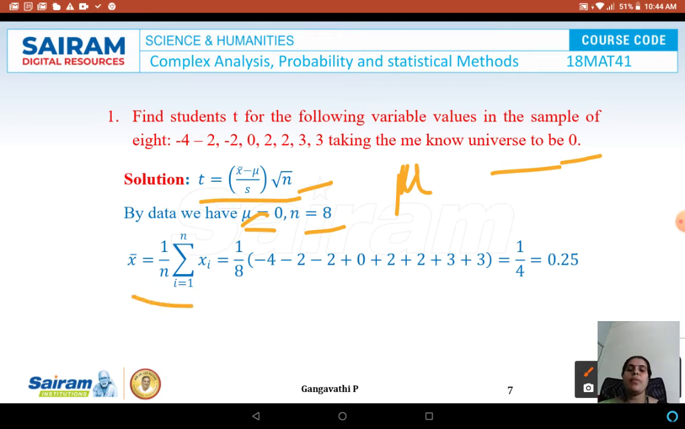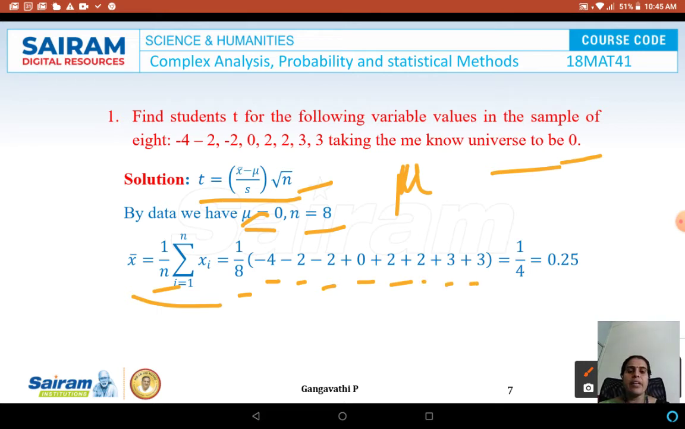So what is the formula for x bar? X bar is 1 by n into summation i varies from 1 to n xi. So i takes the values from 1 to 8 here. So 1 by the denominator, this 1 by n, that is 1 by 8. So x1 is minus 4, x2 is minus 2, x3, x4, x5, x6, x7 and x8. Sum of all these things.